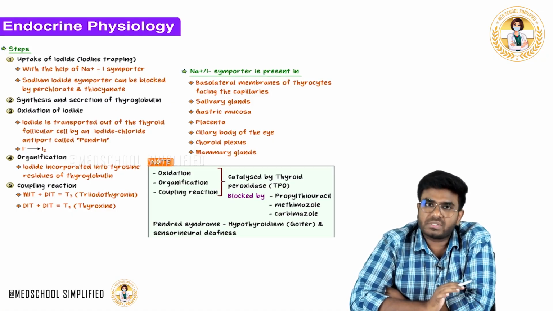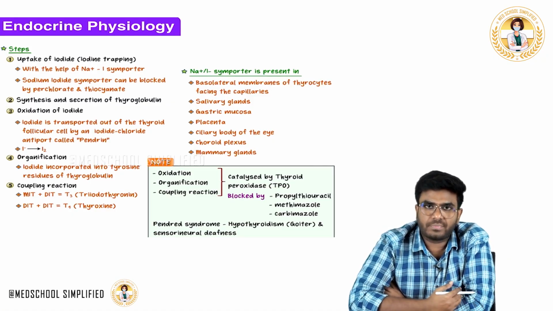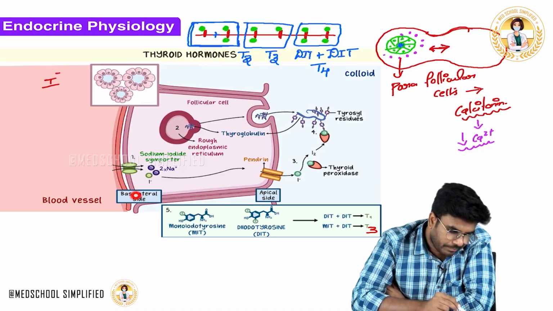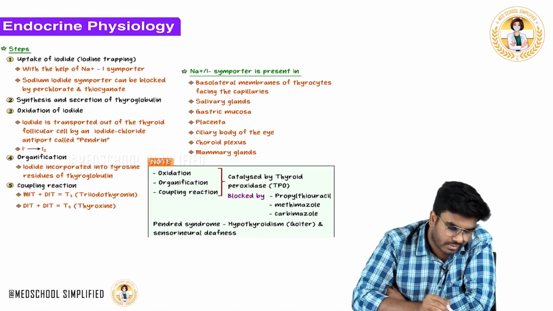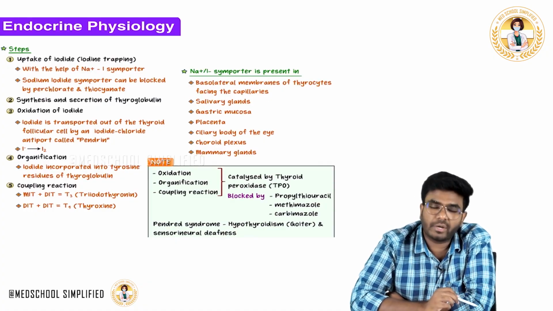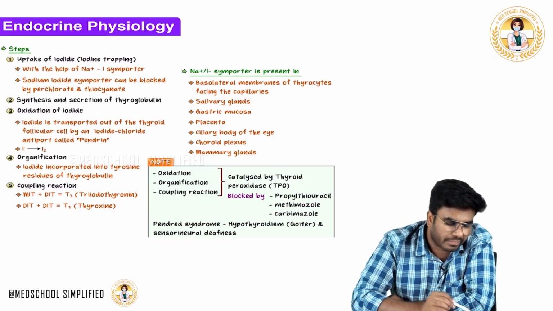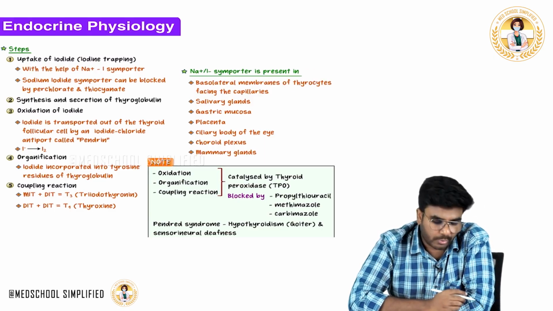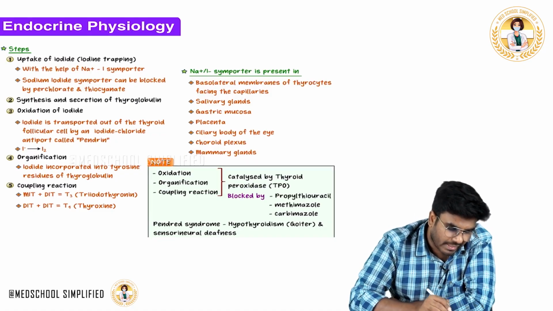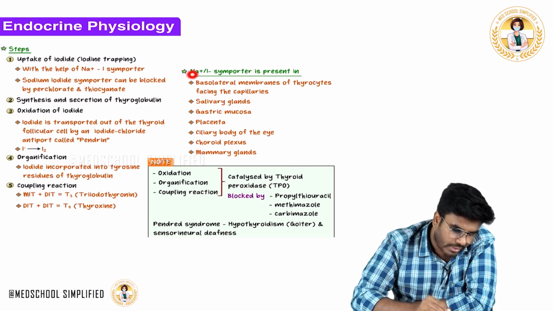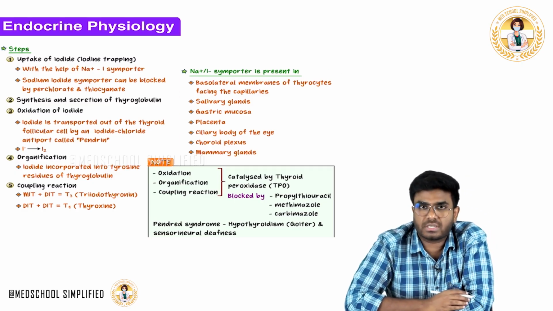They are present on the thyrocytes, on the follicular cells. This is the basolateral side, right? On the basolateral membrane of the thyrocytes, facing the capillaries, the sodium iodide symporters are present. Not only on the thyrocytes, but also on the salivary glands, gastric mucosa, placenta, ciliary body, choroid plexus, and mammary glands. Take a list of all these areas, where sodium iodide symporters are present.